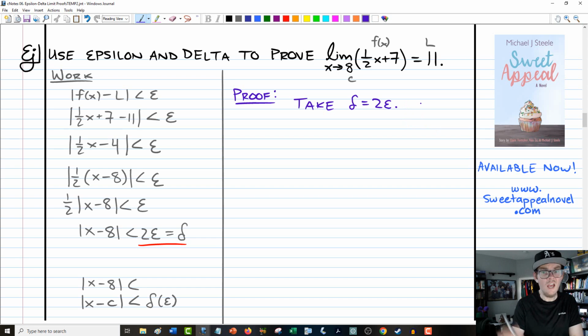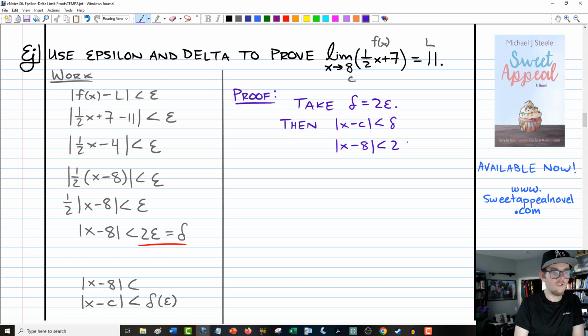So whatever epsilon is, double it. Double or nothing, buddy. Okay. If that's true, then we can start to make our connection. Then the absolute value of x minus c less than delta is the same thing as the absolute value of x minus 8 is less than 2 epsilon. That's specific to our problem.